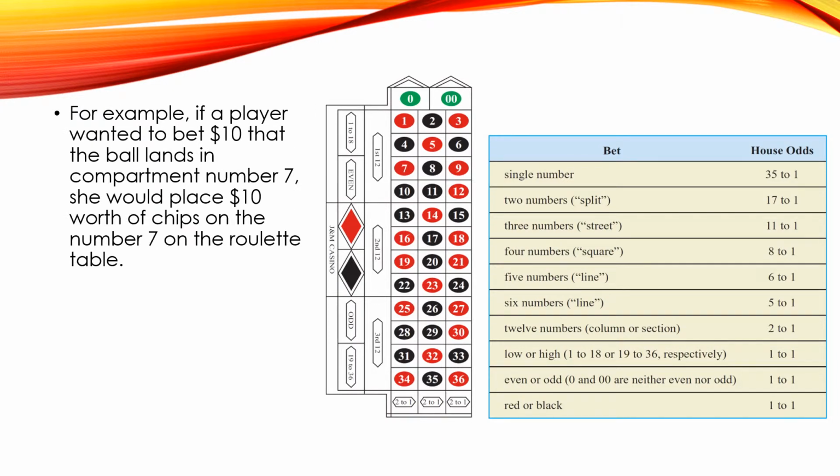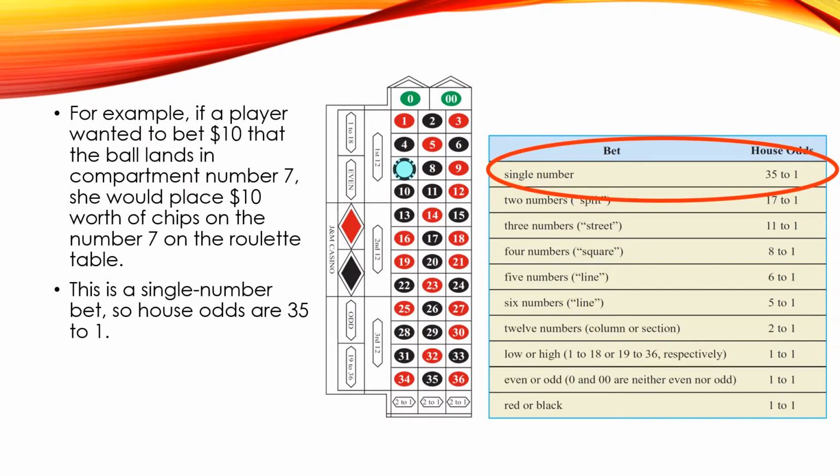All right, so again, let's talk about how you make money. If a player wanted to bet $10 that the ball lands in compartment number 7, she would place $10 worth of chips on the number 7 on the roulette table. All right, so there's my little chip. I put it on the 7. Now the dealer is going to spin the wheel. This is a single number bet, so the house odds are 35 to 1. That means there's a 35 to 1 chance that I lose. So 35 times I'm going to lose, 1 time I'm going to win.